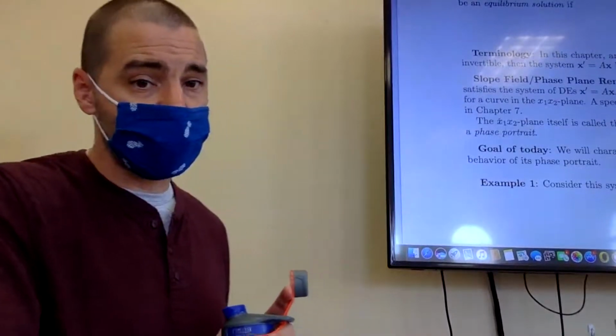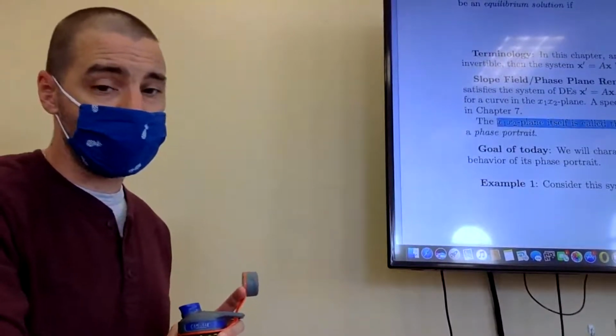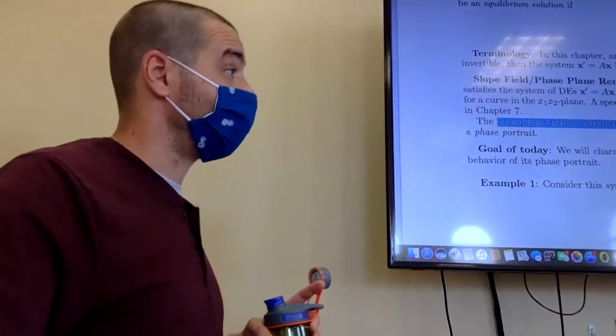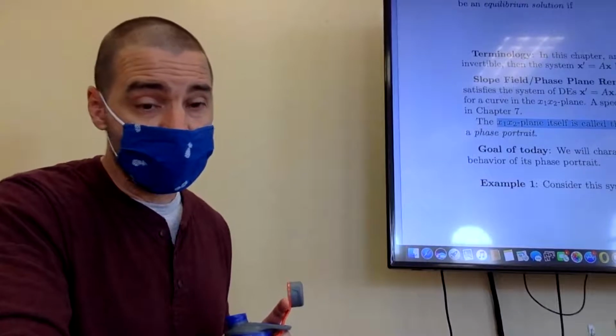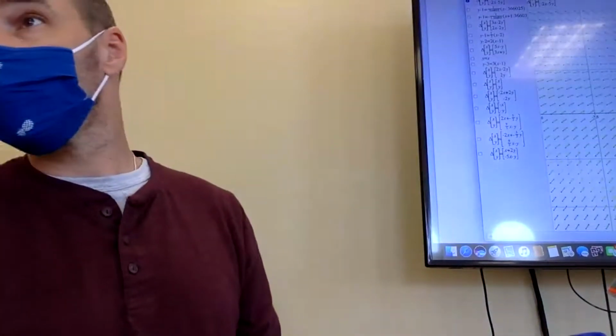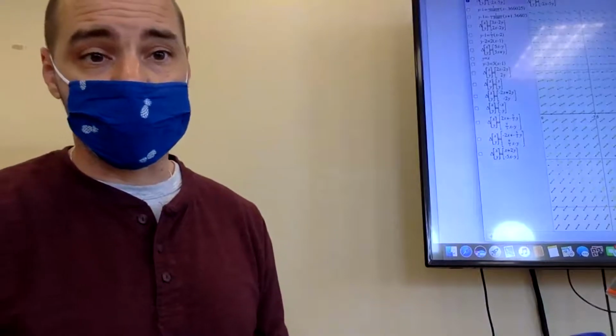So the x1, x2 plane itself, where we're drawing these slope fields, is called the phase plane, if you want some fancy language for it. And if you start drawing a bunch of these curves, that's called a phase portrait. So let me just show you an example of that. Let me get a slope field going. Okay, here's a slope field. You recall looking at these things from chapter 7?